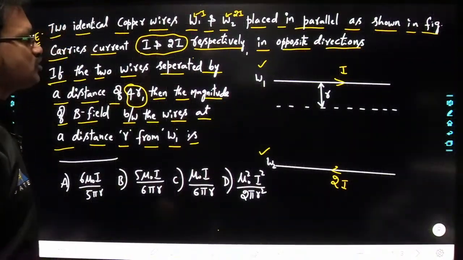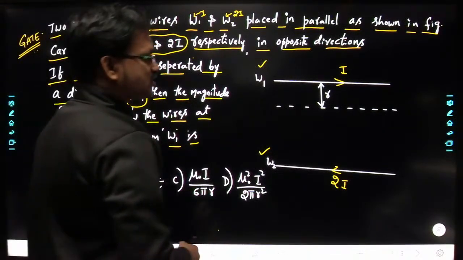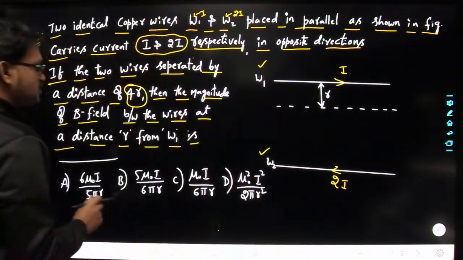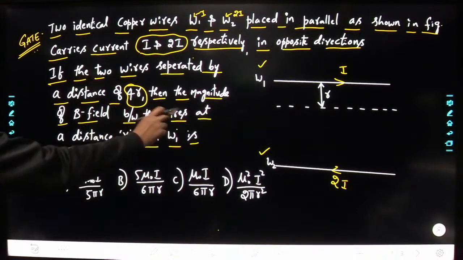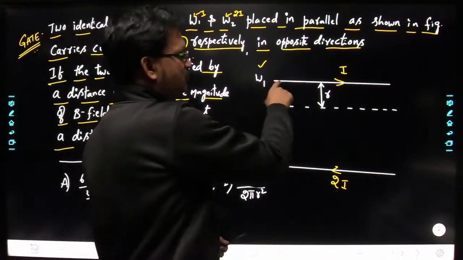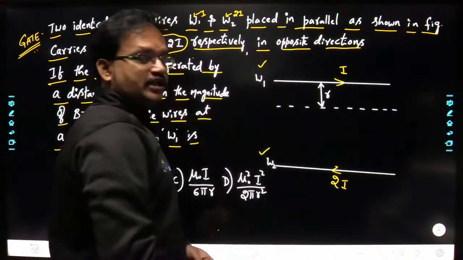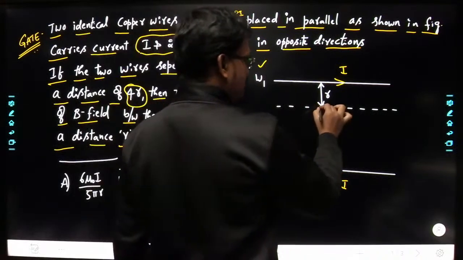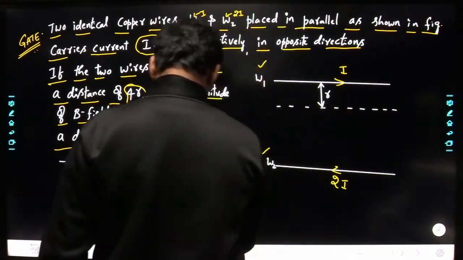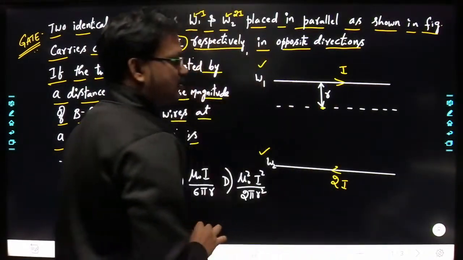So both are going to be in opposite directions. So that's what they have given. Now they are asking to determine the B field between the wires at a distance r from W1. So this is W1, at a distance r from W1. They are asking to determine the B field at some location here, at this point.